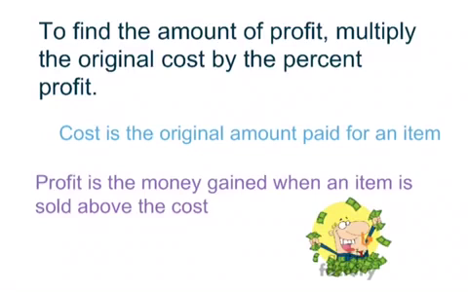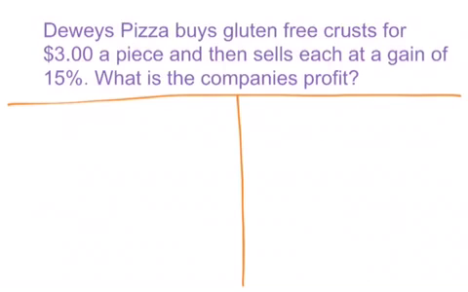Okay. So to find the amount of profit, multiply the original cost by the percent profit. Cost is the original amount paid for an item. So when Best Buy buys all these TVs to sell in their store, they pay a certain amount. Profit is the amount gained when an item is sold above the cost. They may buy a TV for $100 and then sell it for $150 to make that $50 profit. That is what cost and profit are. So Dewey's Pizza buys gluten-free crusts for $3 a piece and then sells them each at a gain of 15%. What is the company's profit?